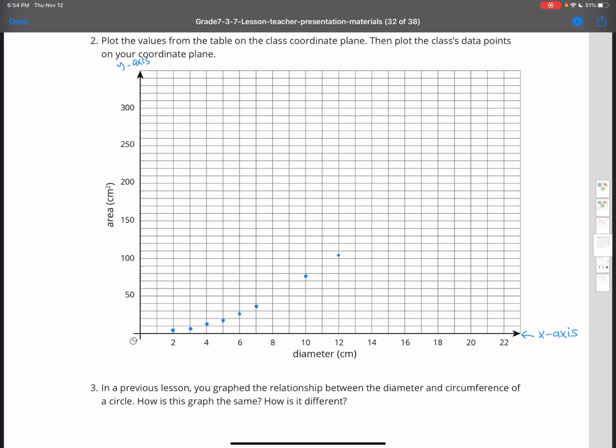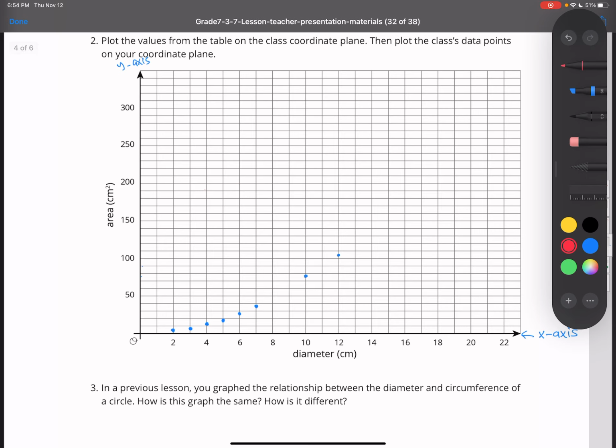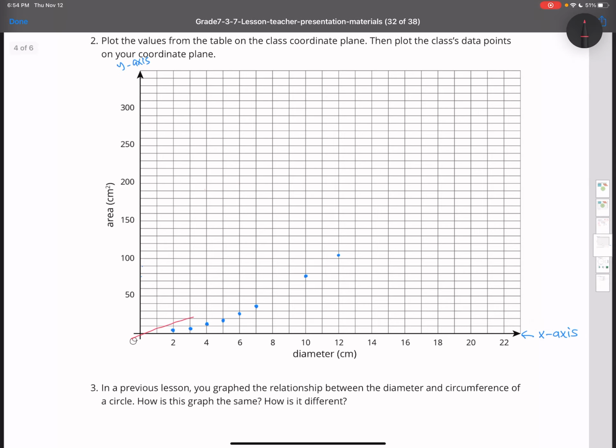All right. It says that both graphs of circumference and area go up as the diameter increases. Okay, so it's going up. All right. So that's one thing that they have in common. But this graph, however, is going up rapidly. Okay. And I'm going to draw a red line just to give you an example of one that's gradually going up and one that's rapidly going up.